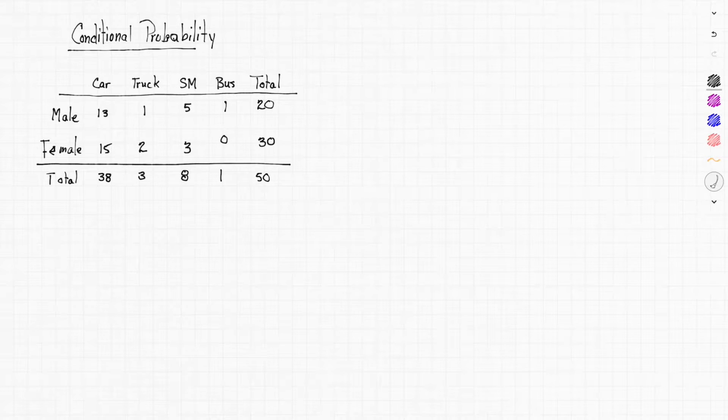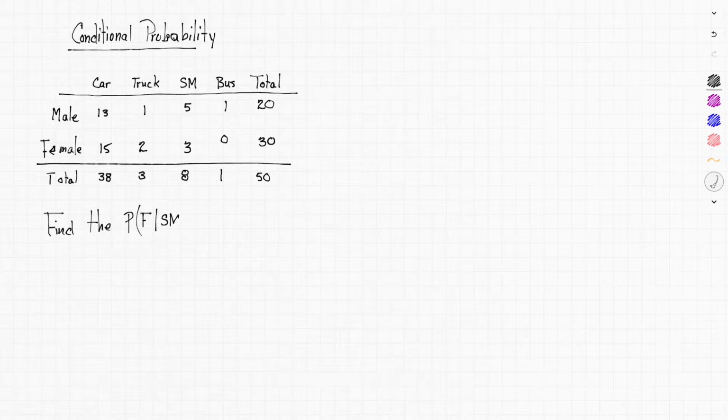Conditional probability, and I've brought in this table that we've used before, and we're going to find a couple of these probabilities. So let's try this. Find the probability of randomly selecting a female given that you're looking at your SUV and minivan drivers. Okay, well, let's remember our formula.